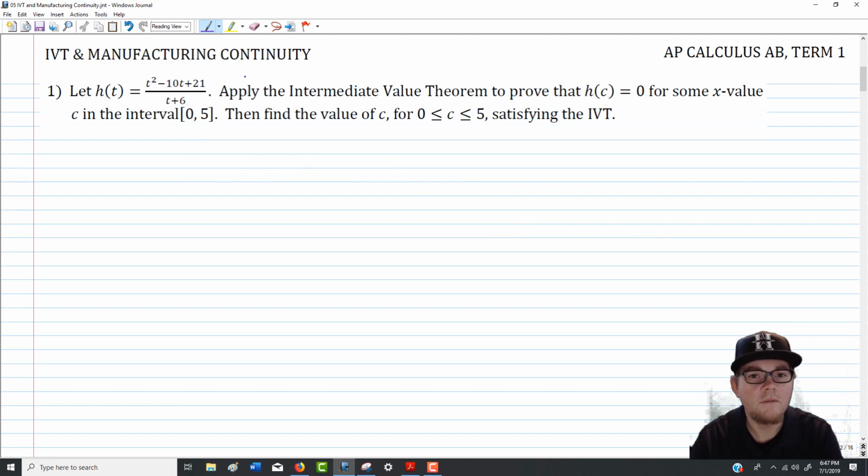And no surprise, the first question that we're going to be addressing is question number 1, which, while the first question typically tends to be a pretty straightforward and doable question, this is packed with a lot of good stuff. So what we're asked to do here is, the question says, let h of t equal that rational expression. It says to apply the intermediate value theorem to prove that h of c equals 0 for some x value c in the interval from 0 to 5. Then find the value of c from 0 to 5 that satisfies the intermediate value theorem.